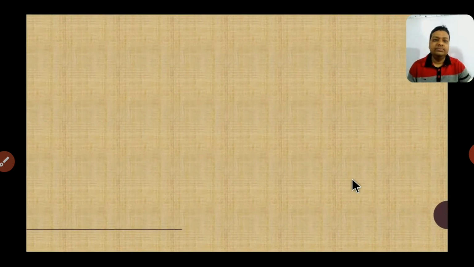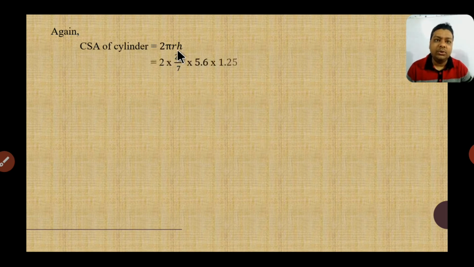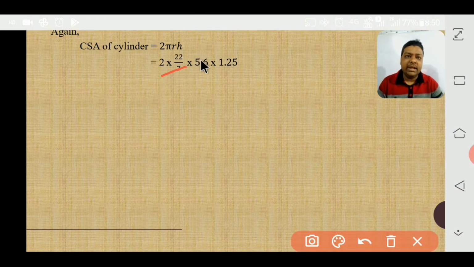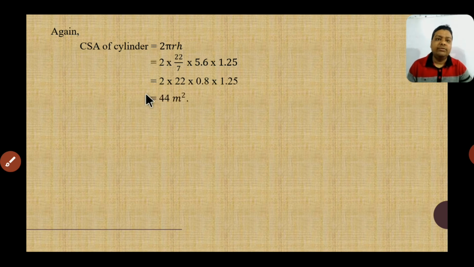Now we have to find curved surface area also. So curved surface area of cylinder is 2 pi r h. Put the value 2 into 22 by 7 into 5.6 into 1.25. Now again 7 8 ja 56, so 0.8. Okay. Now 125 again we can write 100 downside. Both are divisible by 25. 25 5 ja, 25 4 ja. Okay, and 4 2 ja, it means 0.2. Now 0.2 into 5 is 1.0, it means only 1, and 22 2 ja 44. So 44 will be the curved surface area of the cylinder, 44 meter square.